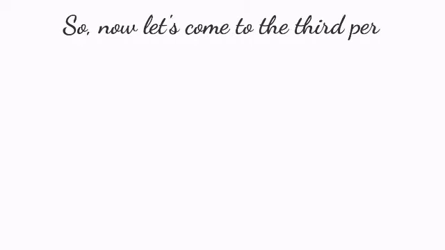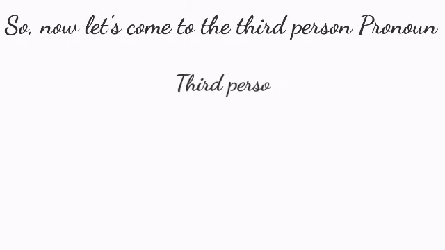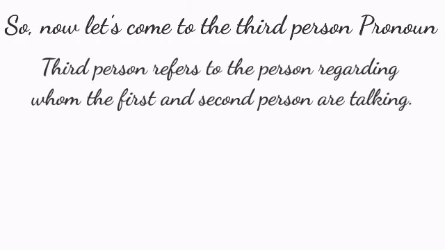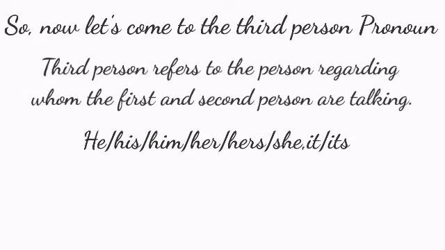And now let's come to the third person pronoun. Third person pronoun refers to the person regarding whom the first and second person are talking. And the list of third person pronouns which we have are he, his, him, her, she, it, and its.